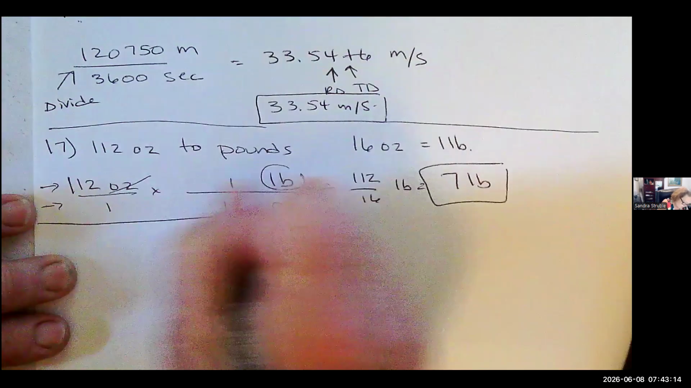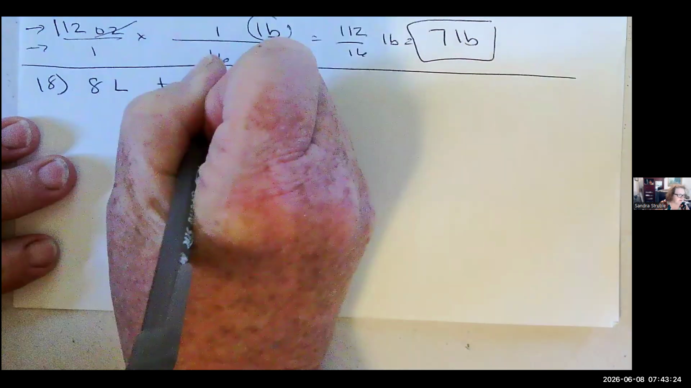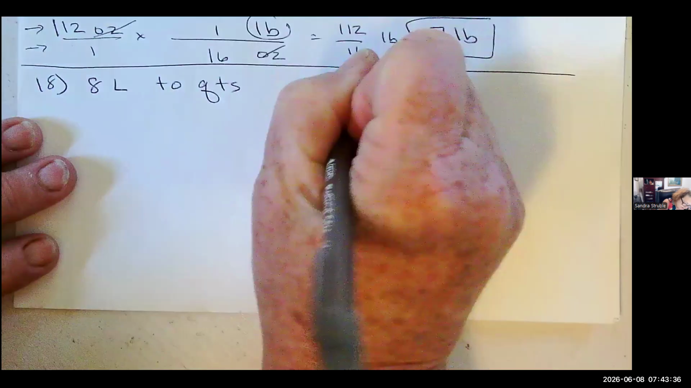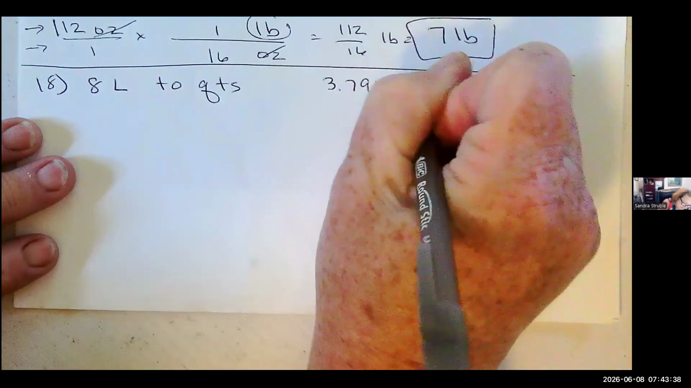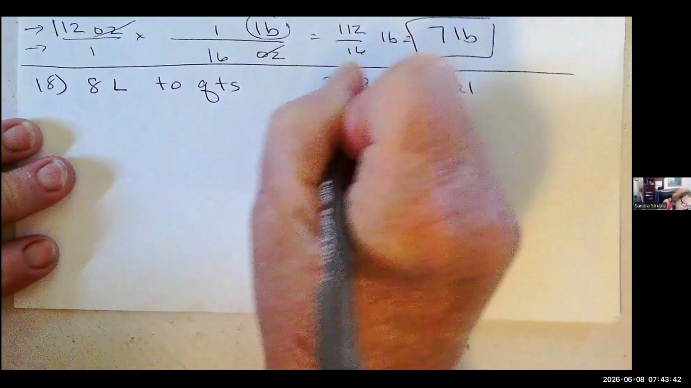Eight liters to quarts. Now we've got metric and US again. 8 liters to quarts. All right, what do we have for volume across? We got liters to gallons. Then we can go from gallons to quarts. Let's do that. 3.79 liters is equal to 1 gallon. And then 1 gallon is equal to 4 quarts.